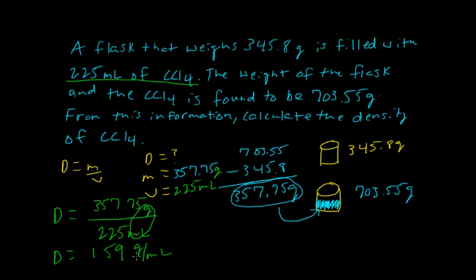Like we said before, this is consistent with what we said earlier because CCl4 in this case is a liquid, so it's filled with this particular liquid, and so we should use milliliters for the volume. So the end result here is 1.59 grams per milliliter, and this is your answer to the problem.